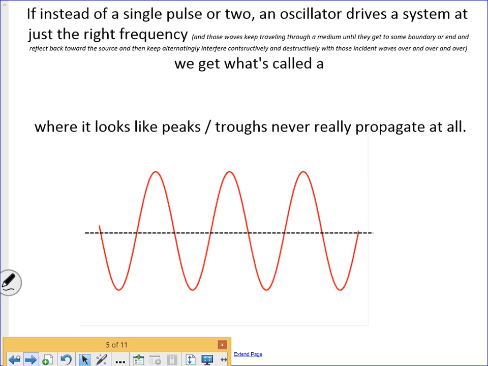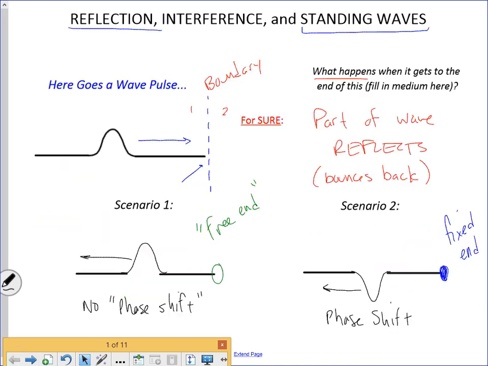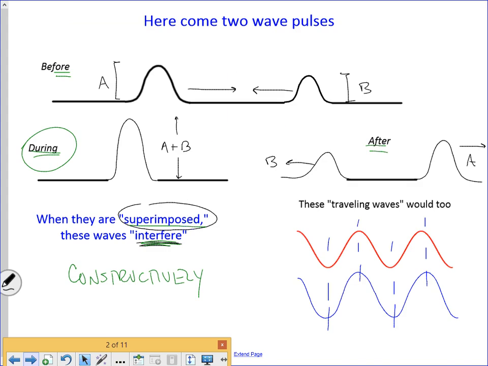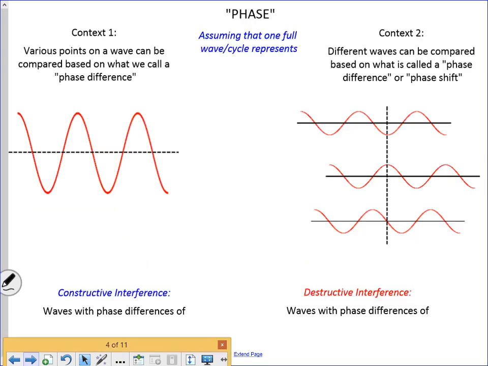Now, we said a minute ago, what gives here, we talked about phase shift. And we can actually talk about something about phase with these waves. So, here's what we mean when we say phase. First of all, typically when we talk about phase, we have to use the idea that a full wave, a full cycle, or a full oscillation can represent, for example, 2 pi radians, or maybe even 360 degrees.